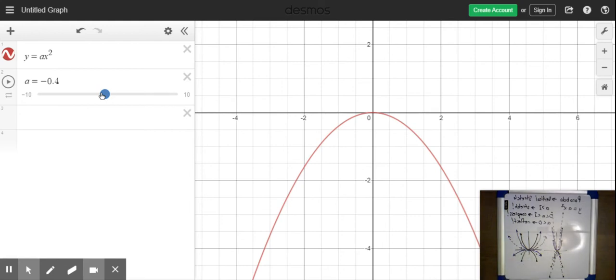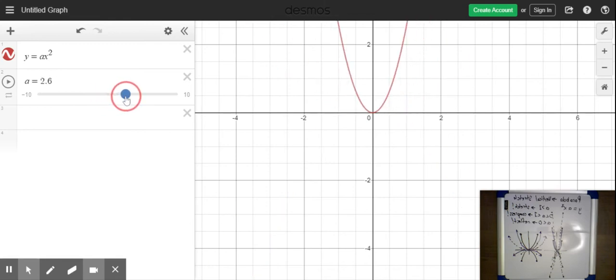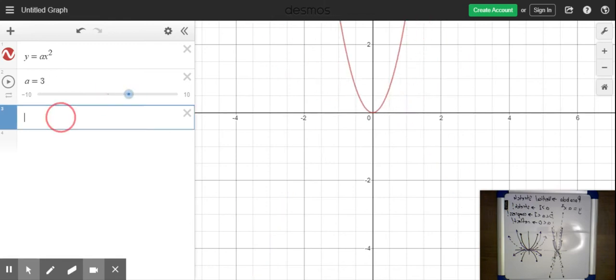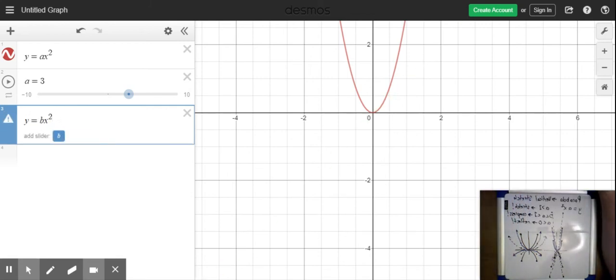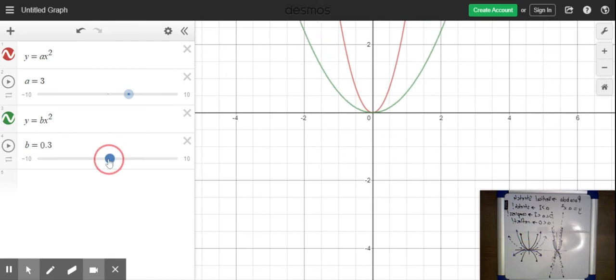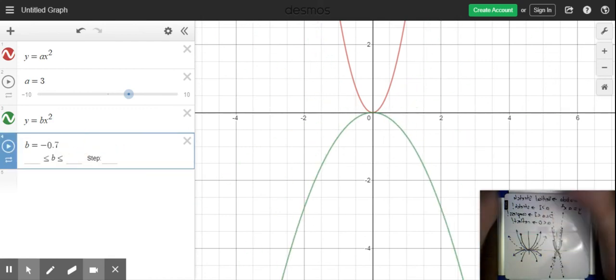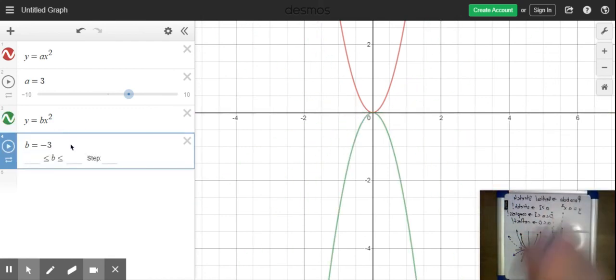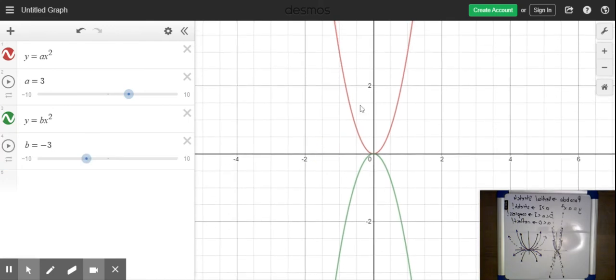So changing the a value changes the shape of our graph by stretching it or compressing it vertically. When a is greater than 1, so like a is 3, or let's also take a look at if a was -3. Same shape, just reflected up and down.